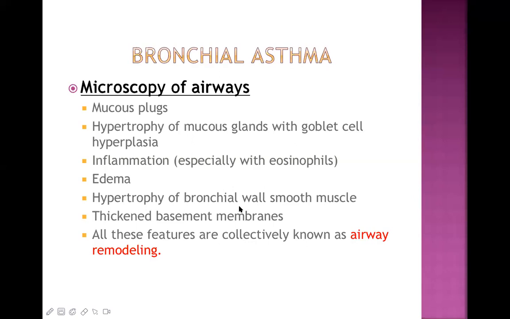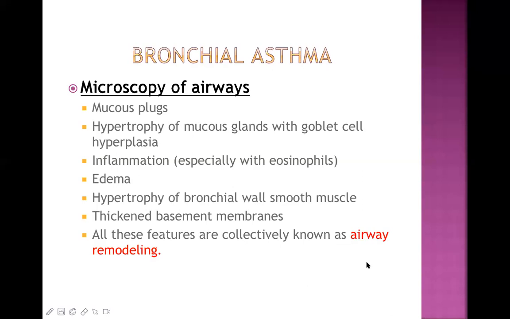There is hypertrophy of the bronchial wall smooth muscle, which further narrows the airway. There is a thickened basement membrane, which also narrows the airway further. All these features collectively are known as remodeling of the airway. This is an excellent term in pathology, because the airway is remodeled in a bronchial asthma patient. In comparison to the normal airway, it is an absolutely different looking airway, so we call it a remodeled airway.